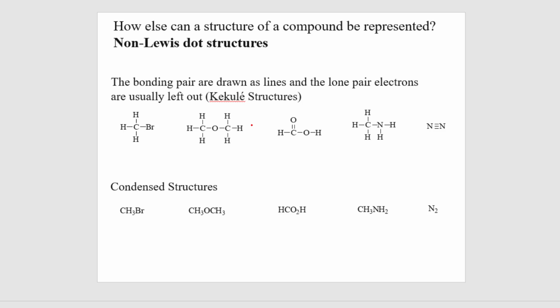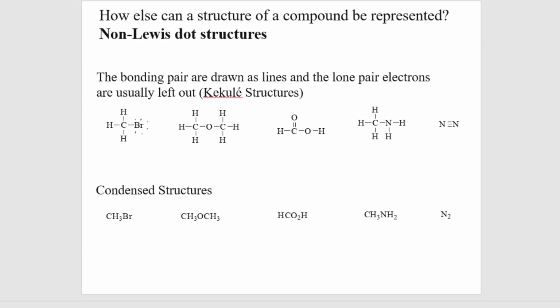And what you'll notice is that they look just like Lewis dot structures, except they presume that you know that the lone pairs exist. So if you look at the first one, you'll see that there is a bromine here, and if it was a Lewis dot structure, you would show those 3 lone pairs around the bromine. But because this is a Kekule structure, they presume you already know that those are there, so they don't write them. Same thing with the second molecule. The oxygen in the middle should have 2 lone pairs there.